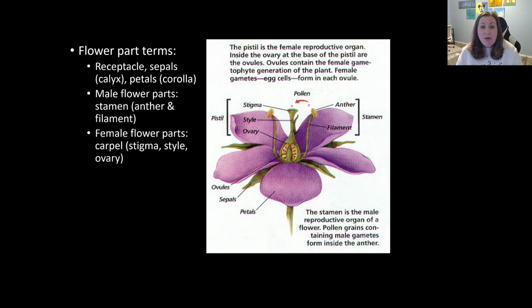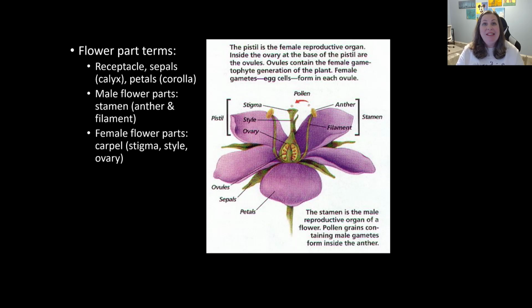But a flower also will have male and female parts. So let's talk about the male parts first. The male parts are known as the stamen. The stamen has 2 parts to it. It has what we call the filament, which is the part that holds it to the actual flower. And then the very top part is called the anther. The anther is the part that's going to contain the pollen. Okay, it's the part that contains the pollen.